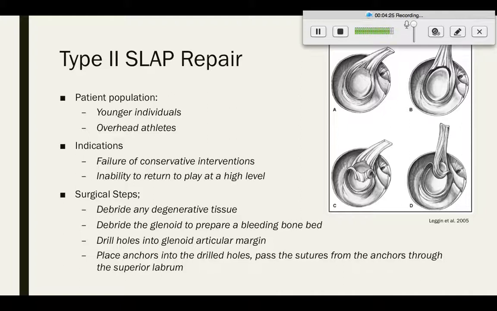A is type 1, which again is just fraying at the superior labrum. B is the type 2, where you have the detachment of the superior labrum and the biceps complex from the glenoid rim. C is the type 3, which is the bucket handle tear of the labrum. And D is the more complex type 4, which is a combination of a bucket handle tear that also extends into the biceps. We'll discuss B, the type 2, in a little bit more detail as far as surgery is concerned. Just know that A and C are a little bit easier to manage surgically.